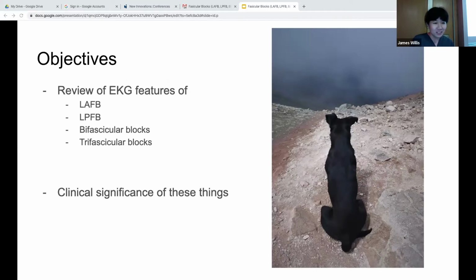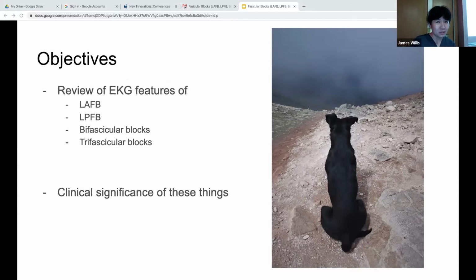Gotcha. So the things we're going to go over are the EKG features of all the fascicular blocks, as well as all the combinations thereof: left anterior, left posterior, bifascicular and trifascicular blocks.